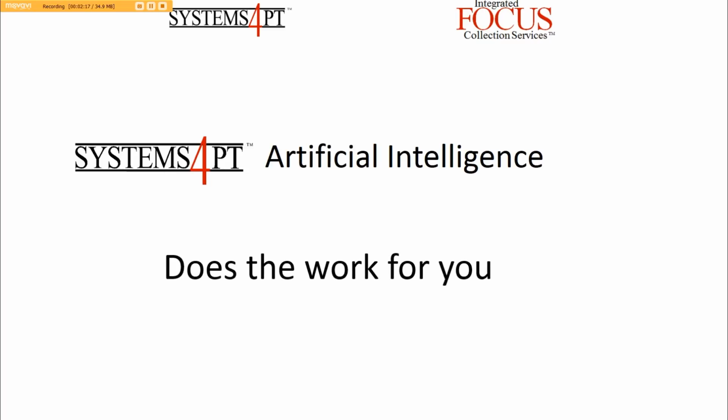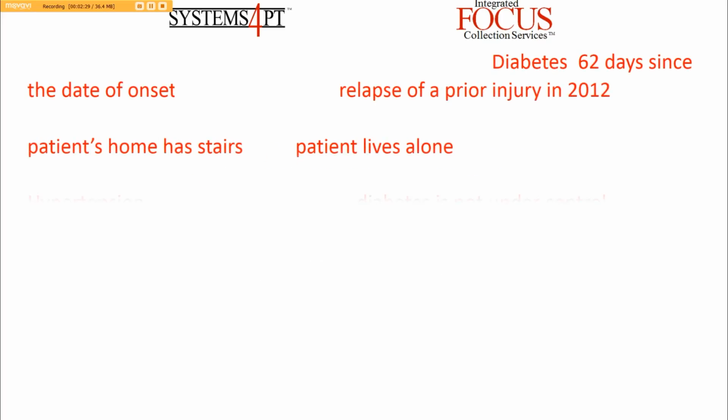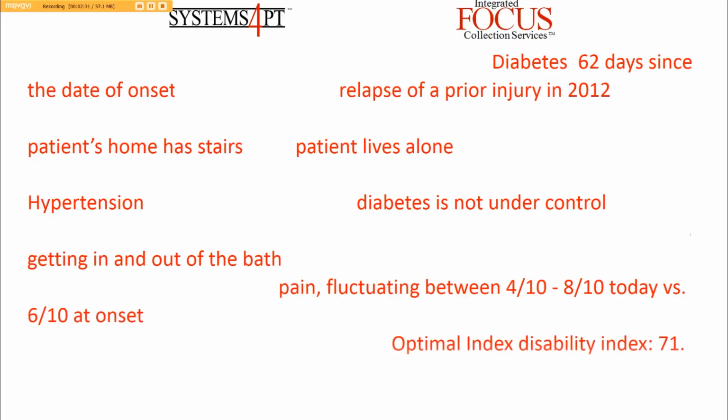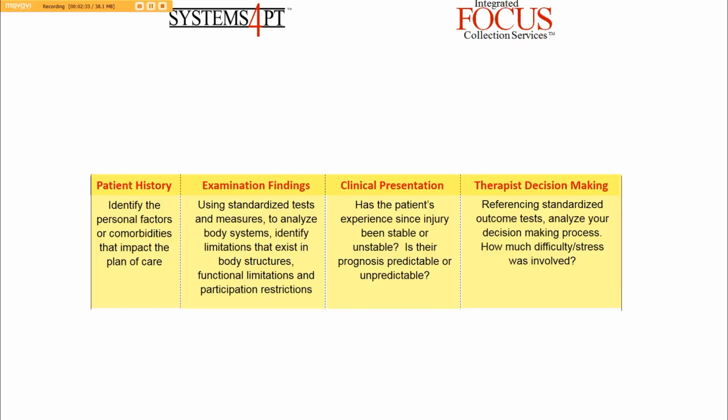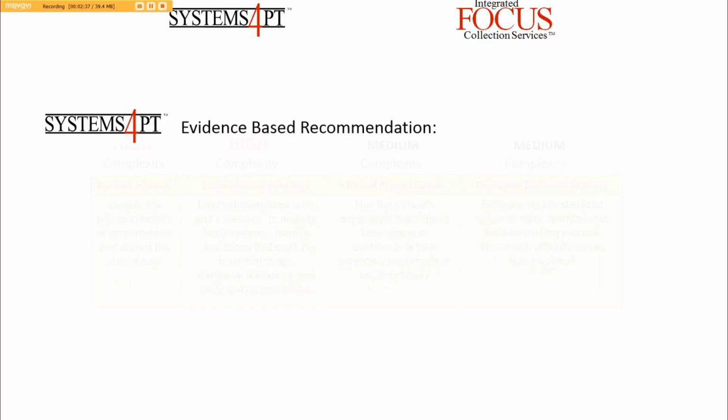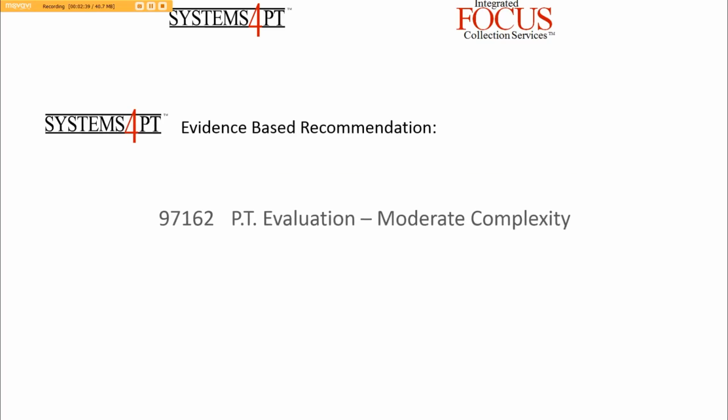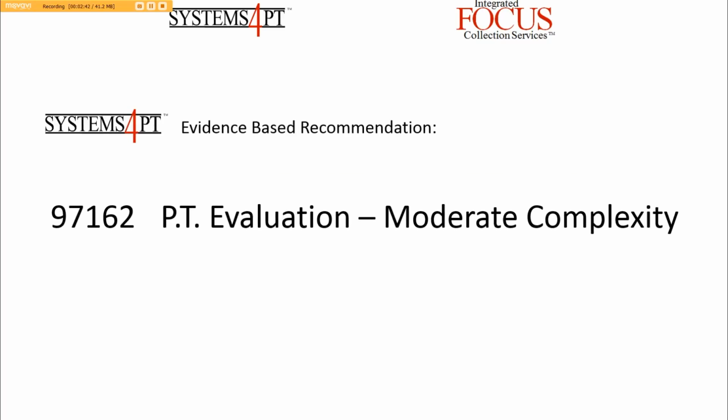Go on. As we discussed, complexities that impact the plan of care are already documented throughout your evaluation. Systems 4PT's artificial intelligence searches through your eval for these topics that impact complexities. Once identified, our technology categorizes the topics, scores them, and recommends the appropriate eval code to you. Your system takes care of all the eval code process for me? In the blink of an eye.